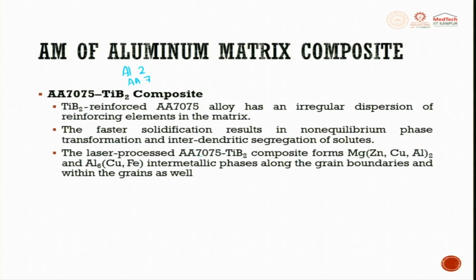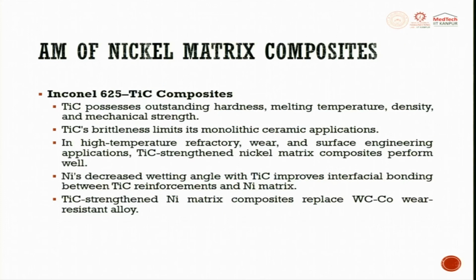The laser processing of AA7075 TiB2 composite forms Mg and Al6 intermetallic phases along the grain boundaries and within the grain as well. This is all possible because of laser processing. If not, you can also get it, but that is not an energy efficient way. Now we will move to nickel based alloys.